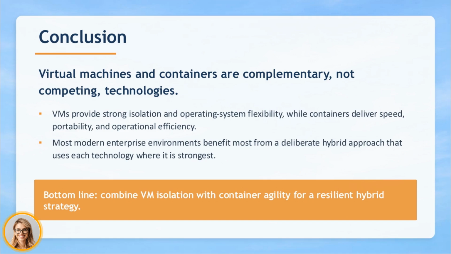In conclusion, virtual machines and containers are best viewed as complementary rather than competing technologies. Virtual machines provide strong isolation and operating system flexibility, while containers deliver unparalleled speed, portability, and operational efficiency. Most modern enterprise environments achieve optimal results by adopting a deliberate hybrid approach, strategically utilizing each technology where its strengths are most pronounced. The bottom line is to combine the robust isolation of VMs with the agility of containers to forge a resilient and cost-effective hybrid strategy.